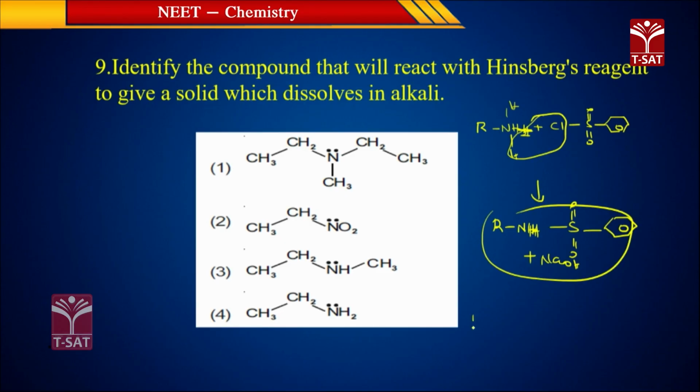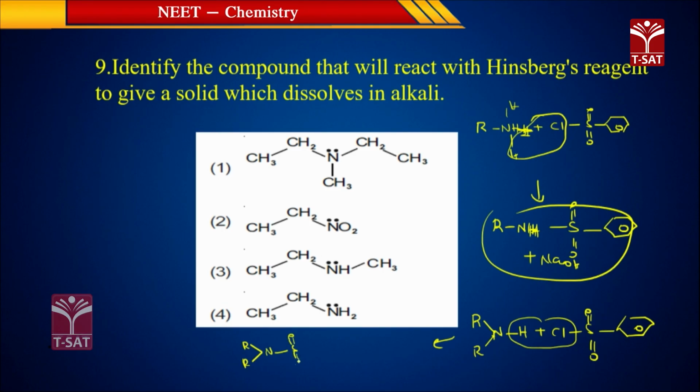But secondary, if you take, secondary means it will be like something, nitrogen, hydrogen here, chlorine S double bond O, benzene sulfonyl. Hinsberg reagent is benzene sulfonyl chloride. So, the product you will be getting is R N S double bond O and benzene. So, you do not have NH here. So, it will not react with NaOH alkali. The amine that will react with Hinsberg reagent and dissolves in alkali is primary amine.